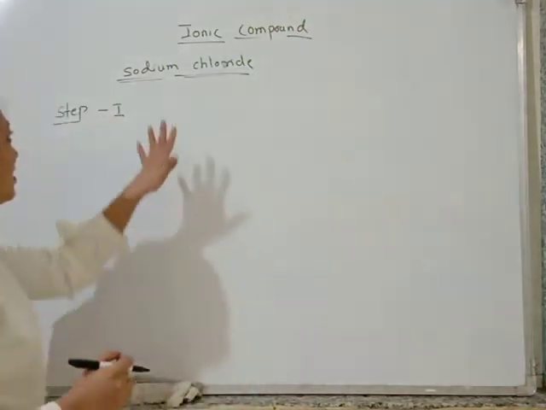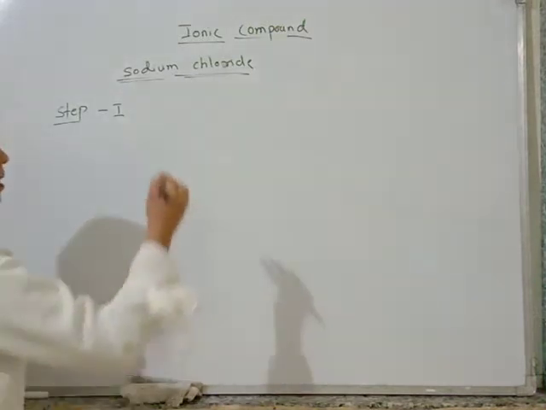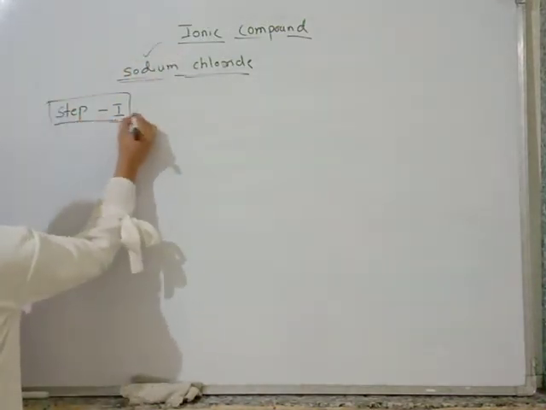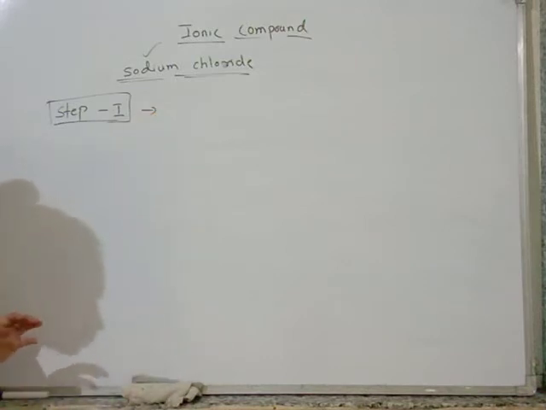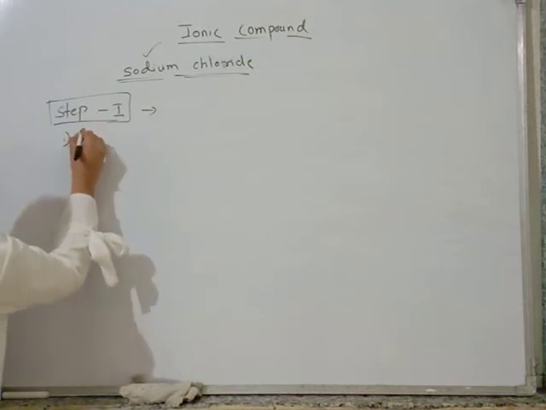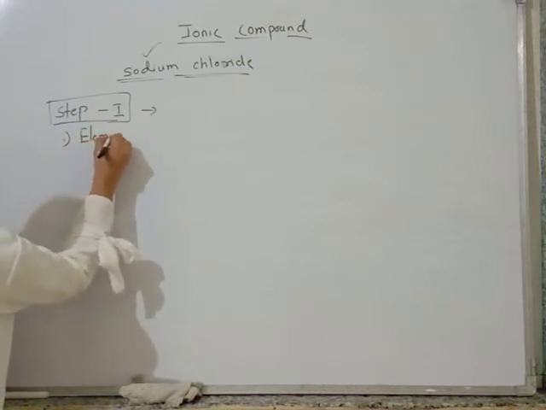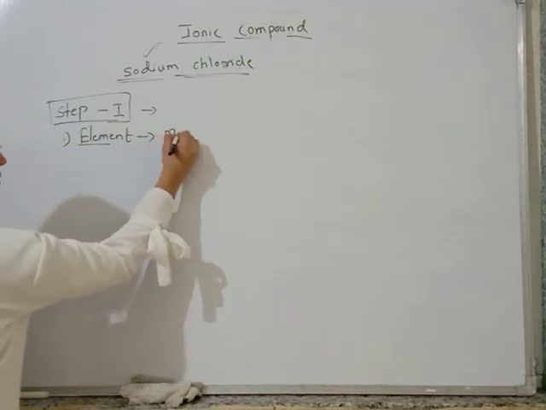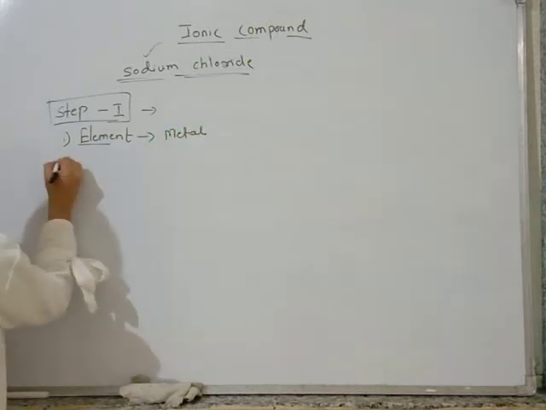So what is the metal? Sodium. So let's write about it first. The first step is the type of element. So the type of element is metal.